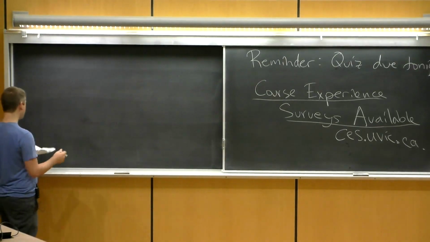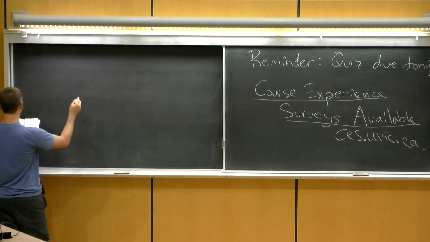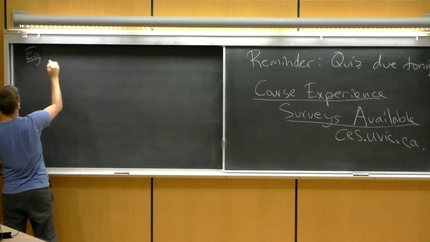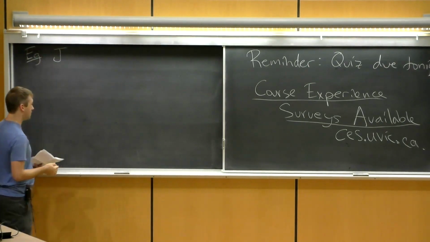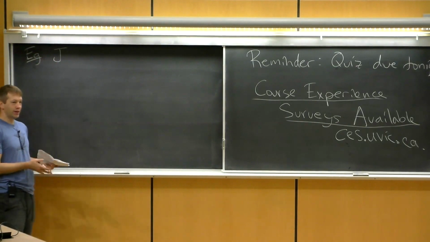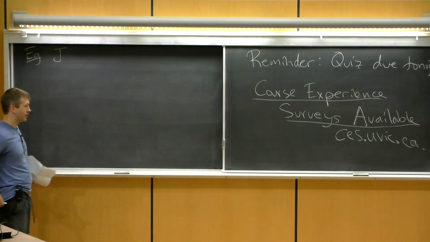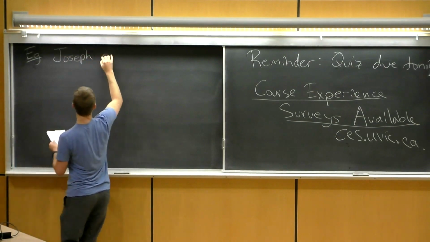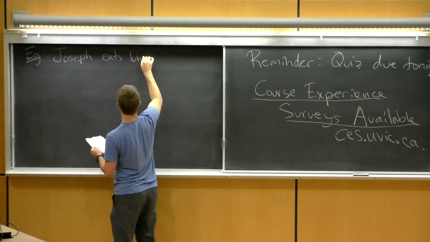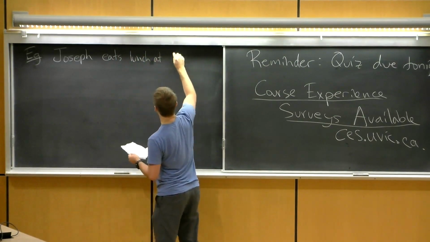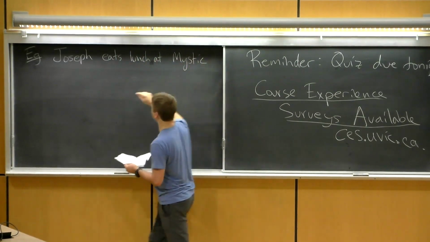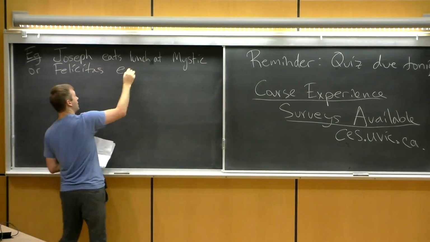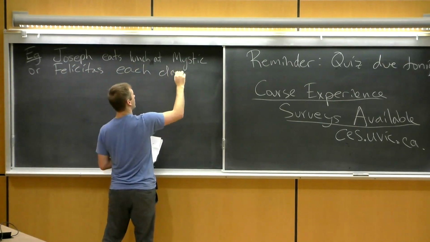Okay, so we're going to do some more Markov chain stuff. Here's an example. What I'm going to do now is give you a word problem and get you to turn it into a Markov chain. So let's say Joseph eats lunch at either Mystic Market or Felicitas each day of the term.